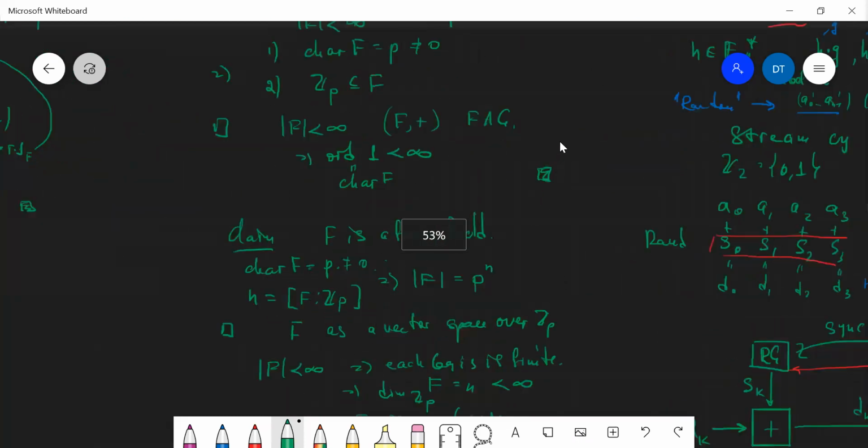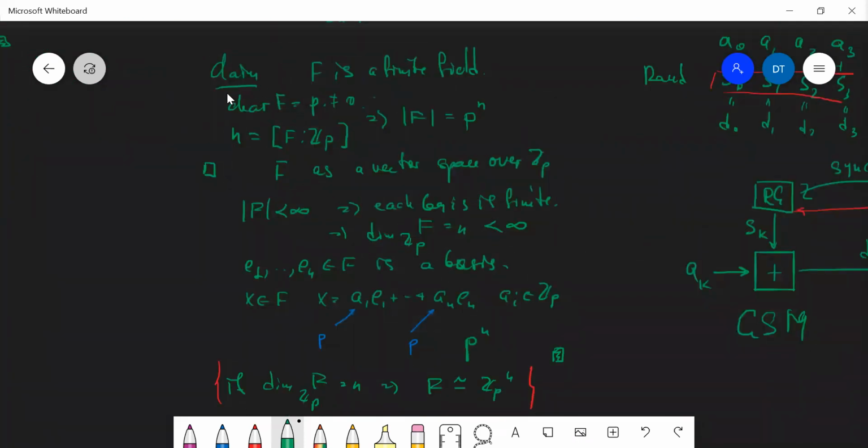What is p in this case? Okay, p is the characteristic. So we take a finite field, and we know already that this finite field has prime characteristic p. And what is n? n is... we know that if it's a finite field, it contains Z_p. So you may consider your field F as a vector space over Z_p. So n is the dimension of F over Z_p.